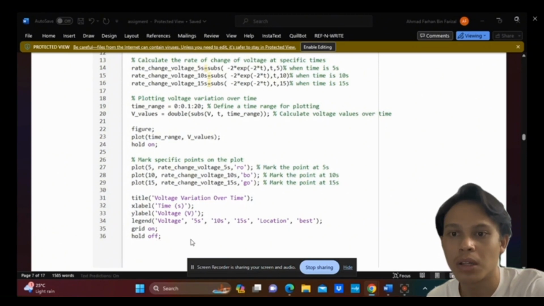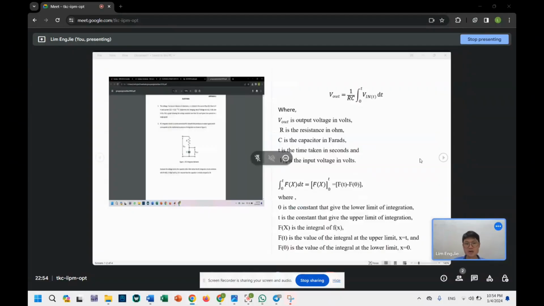Okay, that's all. Now I will talk about how we're going to solve the problems for question 2. Question 2 is related to RC integrated circuit. So from these questions, we have to use the theory of integrations. Since it's the RC integrated circuit, the formula we're going to use is V out equals 1 over RC, integral of V in with respect to t, with the lower limit 0 to t.